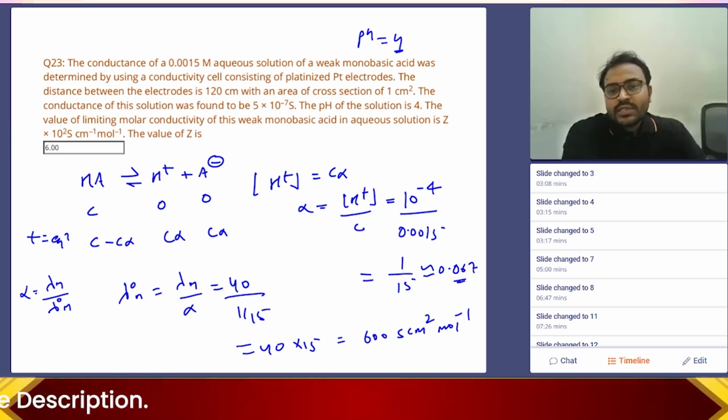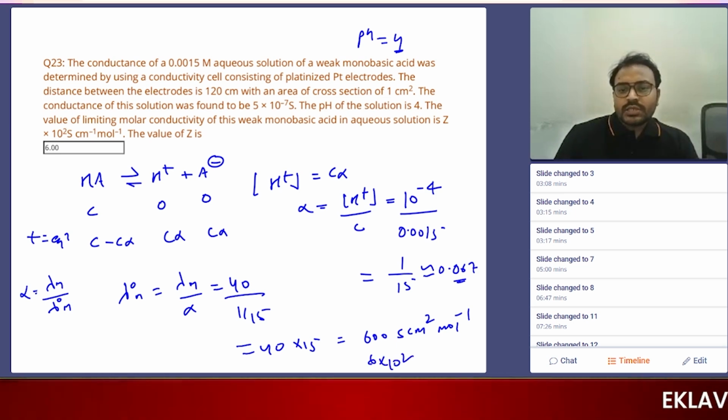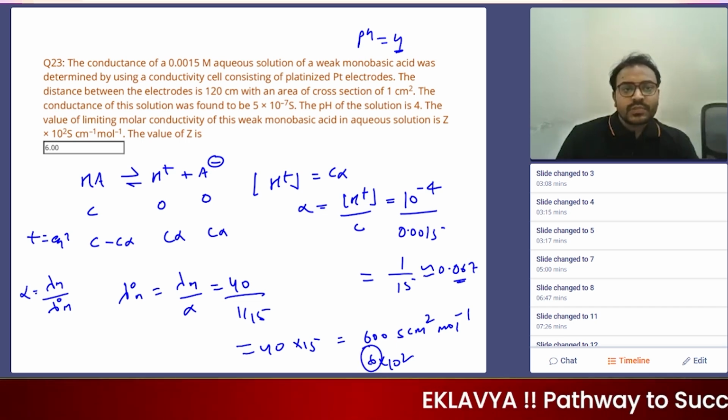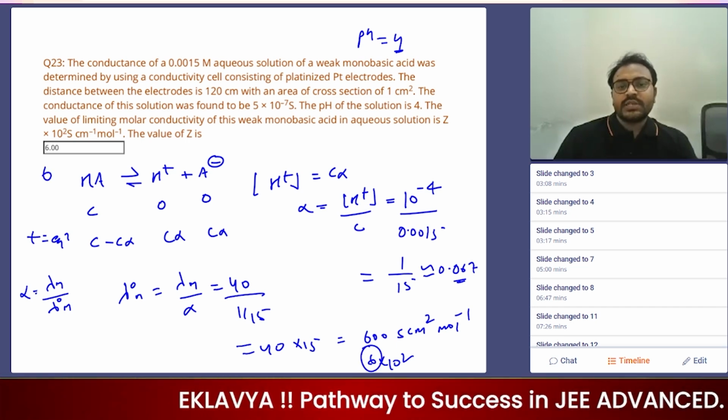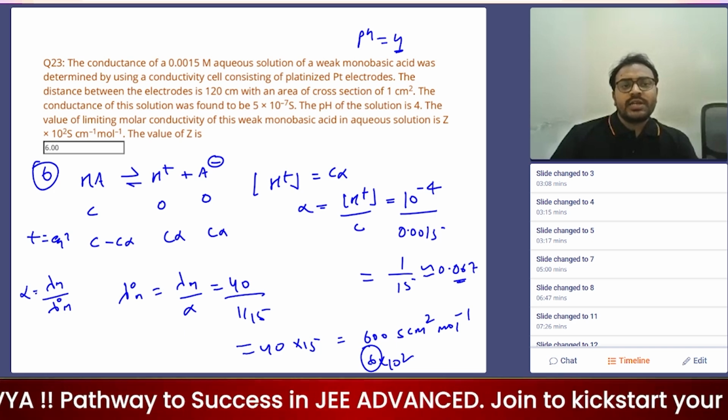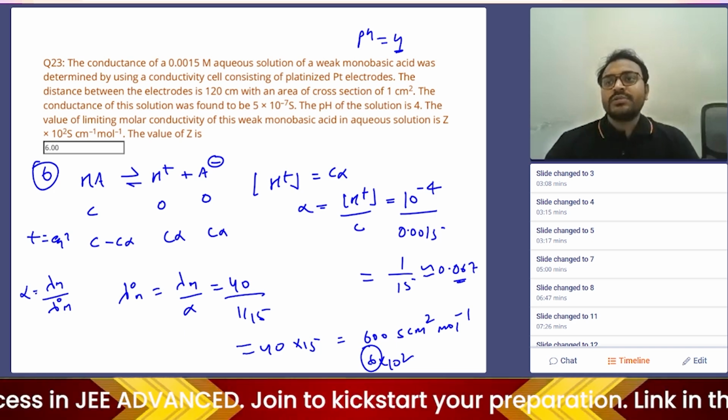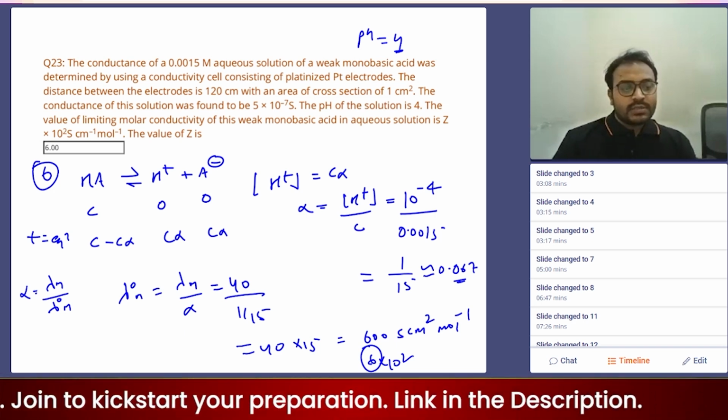Whereas we can write 6 into 10 to the power of 2. So that's why the answer is 6. So 6 is the correct answer. 6 into 10 to the power of 2, 6 will be the correct answer.